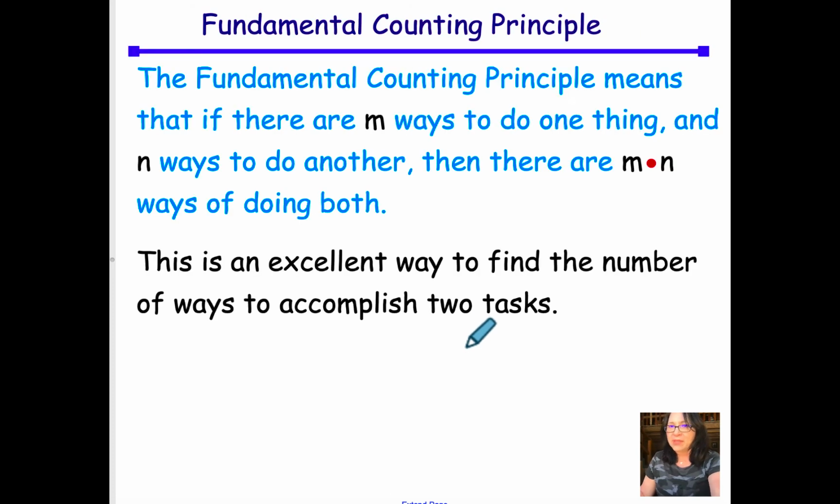So that being said, we have something called the fundamental counting principle. This basically says if there's m ways of doing something and there's n ways of doing something else, then there are m times n ways of doing both. So you can actually accomplish two tasks this way.